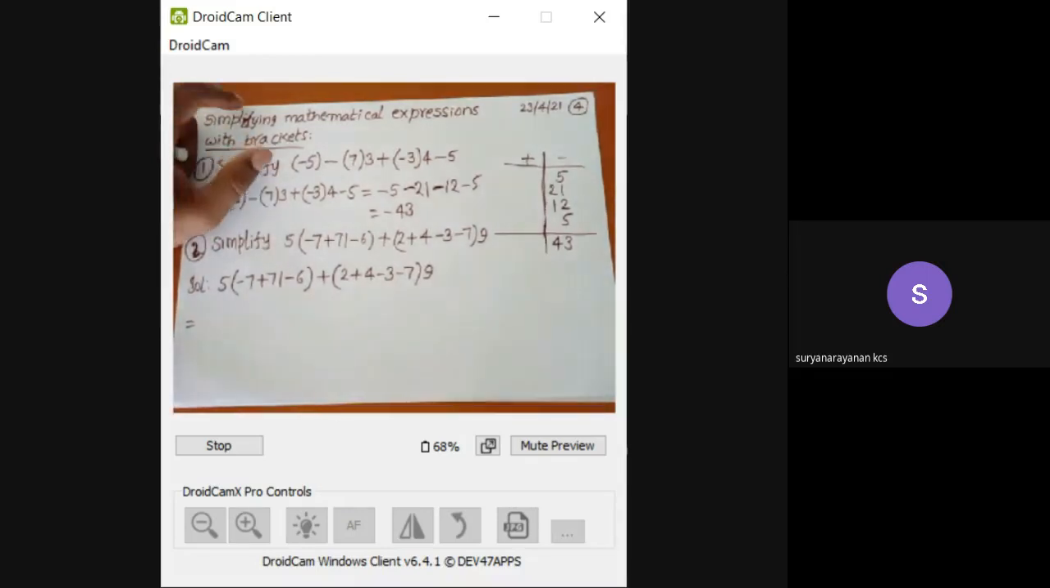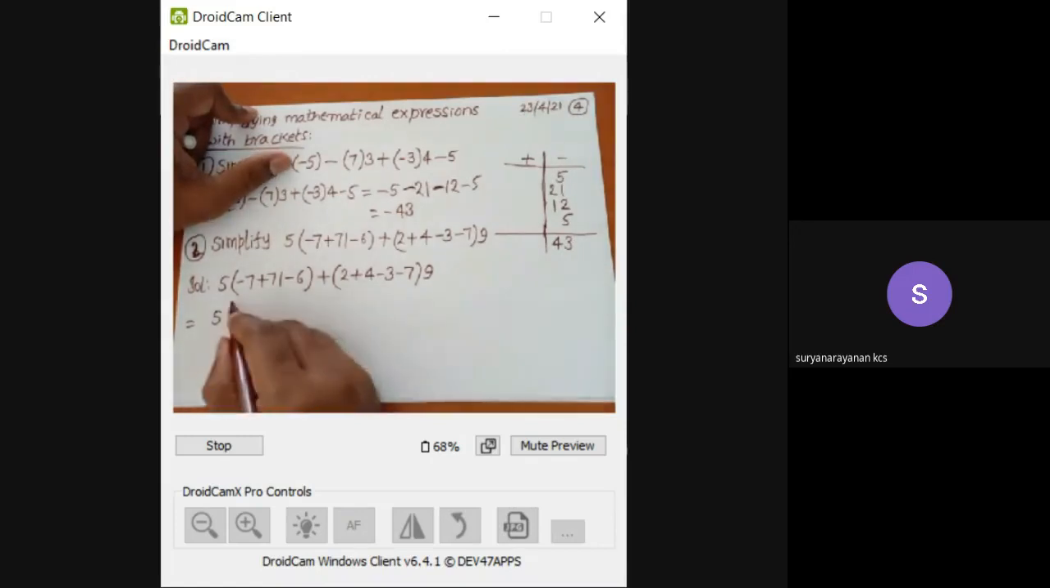First, we simplify the numbers which are inside the brackets. We write the numbers before the brackets and after the brackets as it is. So we write 5. This is outside the bracket. We write that number as it is into.